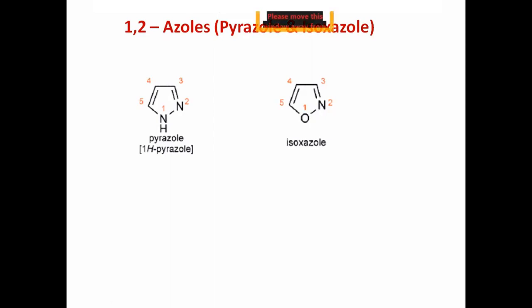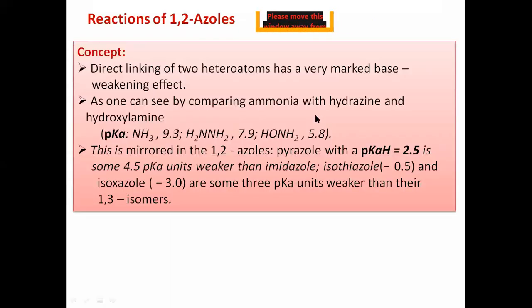If you see this 1,2 position, it has directly bonded heteroatoms. So what is the concept about this? Direct linking of two heteroatoms has a very marked base weakening effect.